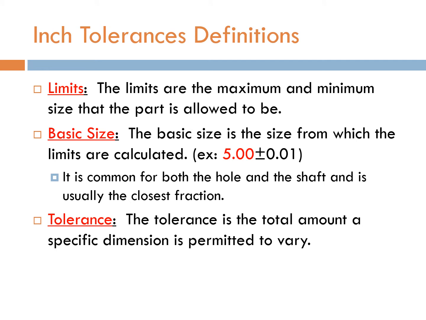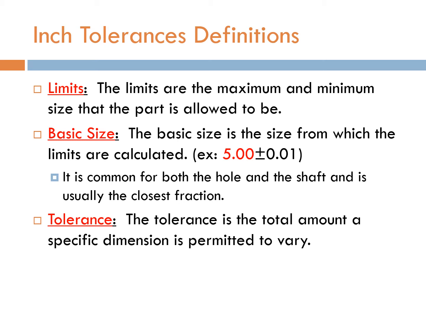So let's define several terms before we go into the tolerancing. And we're going to start with the inch. When you have the metric, remember the whole number represents a millimeter, and in inches we use two digits after the decimal point.